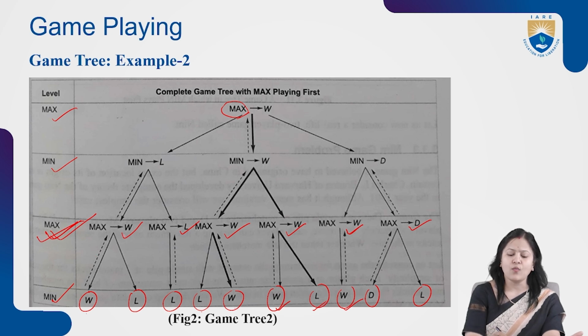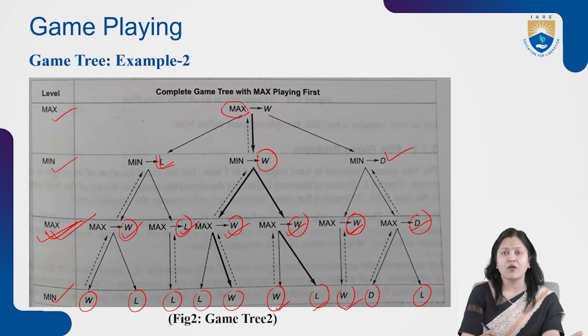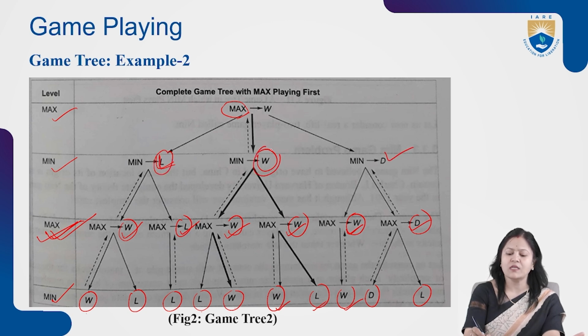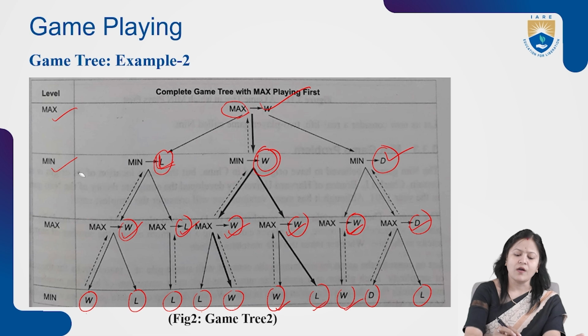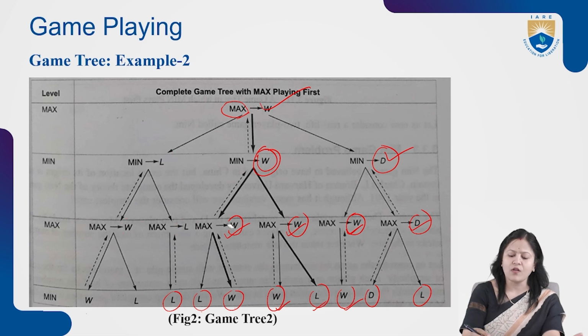Now propagate to the next upper layer, which is the min layer. In the min layer, one is W, another one is L, so definitely the status is L. Here one is W, another one is W, so definitely the status is W. Here one is W, another one is D, so definitely the status of the non-leaf min node will be D. Now one is L, another one is W, another one is D. Definitely the status of the max non-leaf node would be W. So like this, we can apply the status labeling for all the non-leaf nodes.